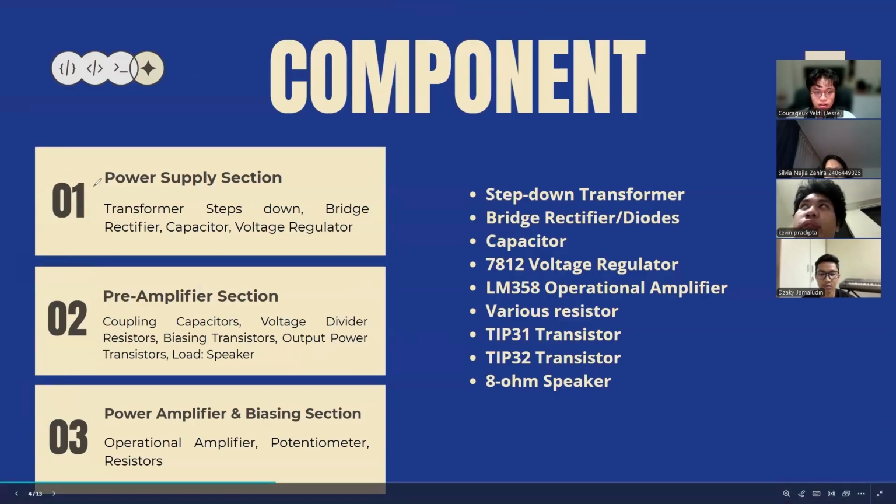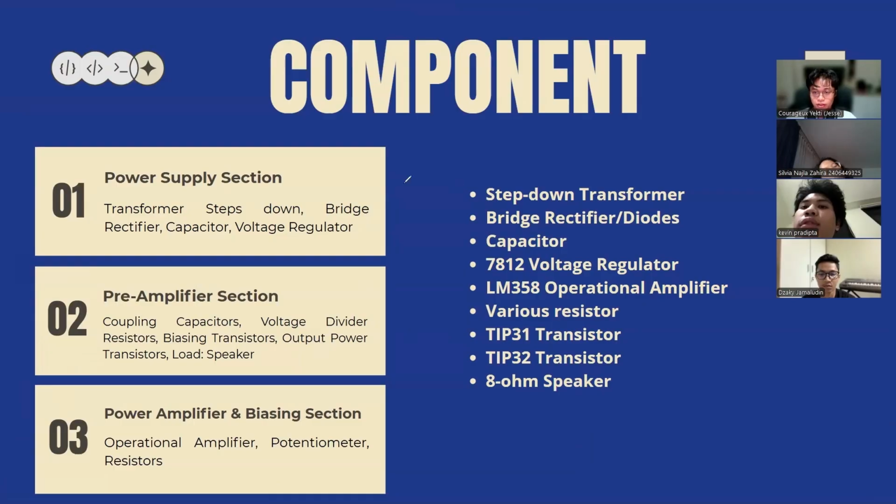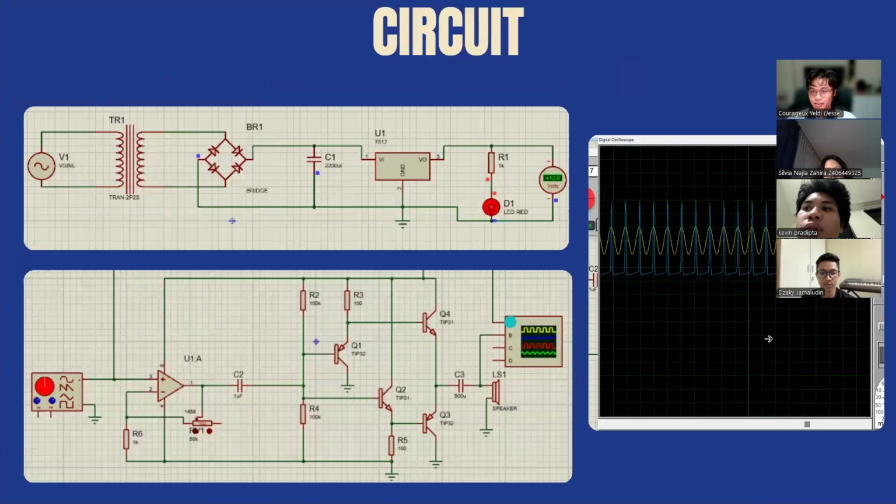If we look at the power supply, it's these: step-down transformer, rectifier, capacitor, and the voltage regulator. And then we have the actual amplifier part, which is all of these. Preamp is this part. And the specifics you can see in the report, and we will explain more later.